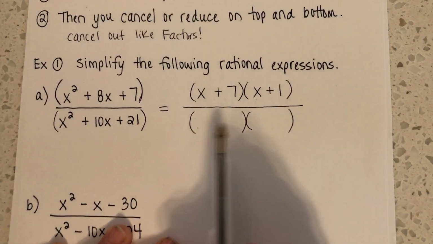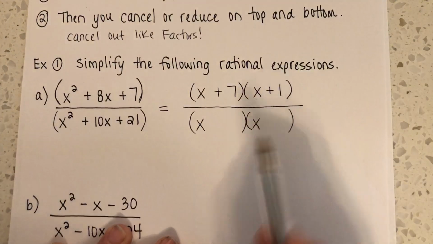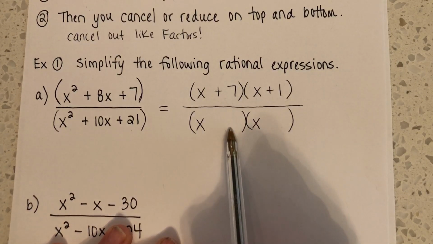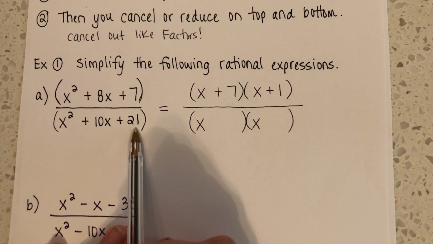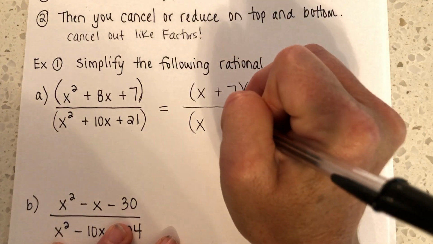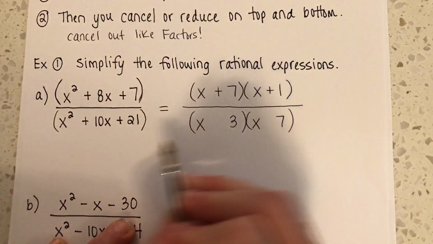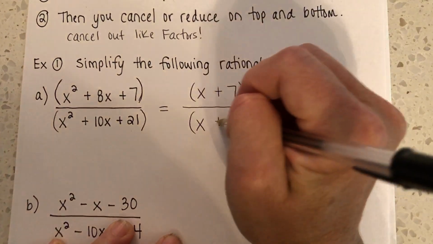What times what gets me x squared? x and x. Whatever numbers I put here and there better multiply to 21, and then my rainbows better add up to the 10x in the middle. There aren't many numbers that multiply to 21, so what could we use? 1 and 21 or 7 and 3, and which has a shot of adding up to 10? 7 and 3. So I'll put 3 here and 7 there. It does not matter. And if I have to multiply to a positive 21 and add up to 10, I need a plus and a plus.